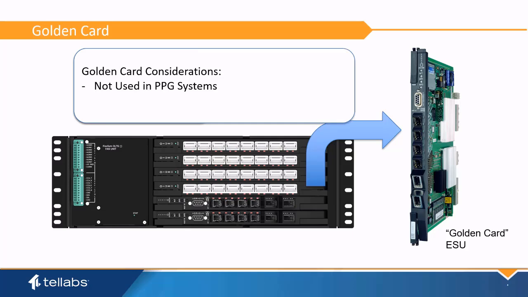Golden cards are not typically used in PPG systems, as one of the OLTs will always be on the older release until the final steps of an upgrade and can be used for rapid rollback. To reduce downtime and not lose data if an upgrade failure occurs, it is best to use a spare or a third ESU to serve as a golden card during the upgrade.